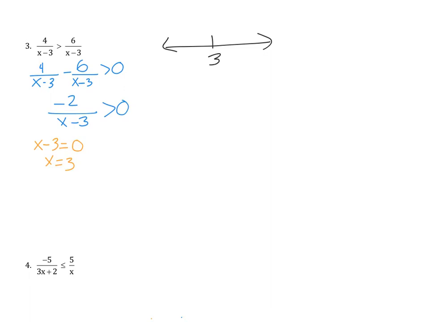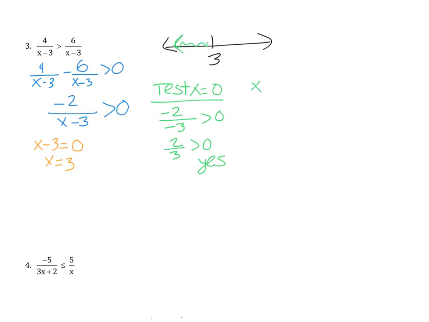I'm going to start by testing x equals 0. That's something that's less than 3. So if I plug in 0, I get negative 2 over negative 3, which turns to positive 2/3. That is greater than 0. So I do want to shade to the left.